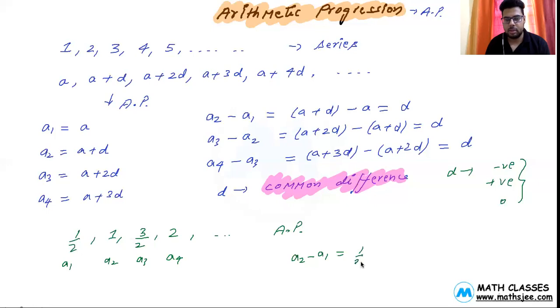It is coming out to be half. Find out A3 minus A2. It is also half. Find out A4 minus A3. It is also half. And it will go on and on like this. Since this difference is constant, the common difference is equal to half. And if this difference is the same in all of them, then that progression or series of terms will be in AP, or we say arithmetic progression, right?